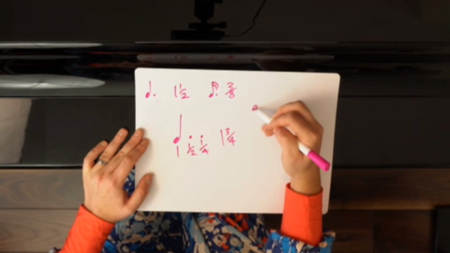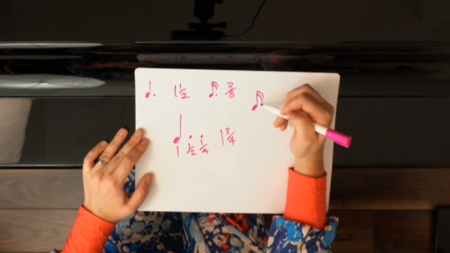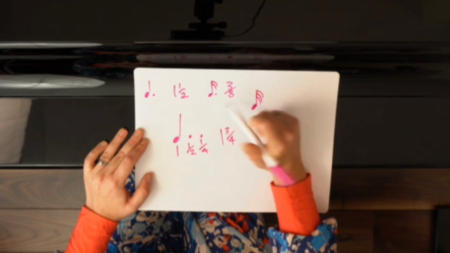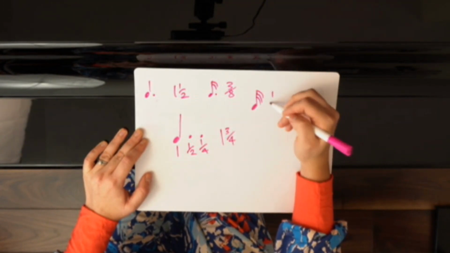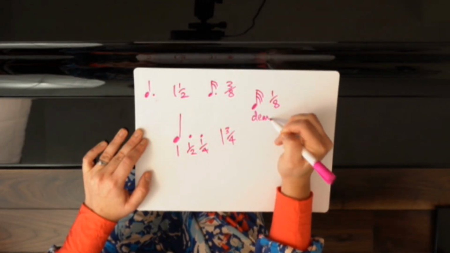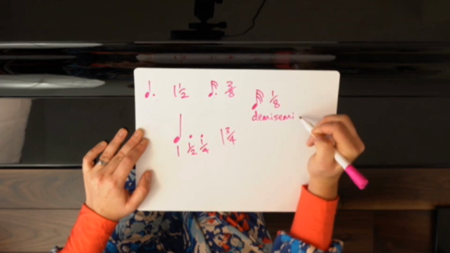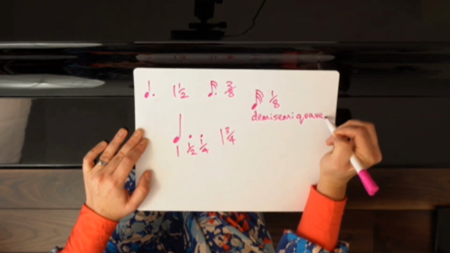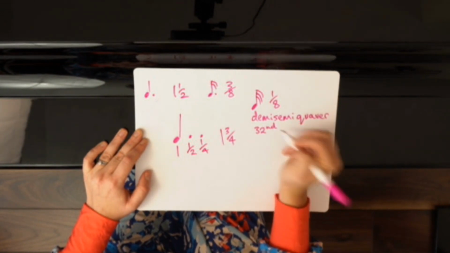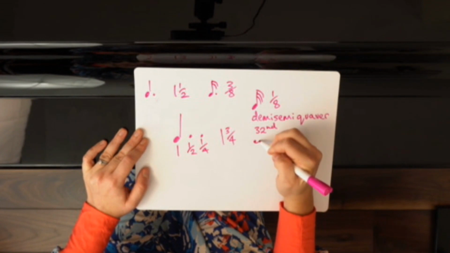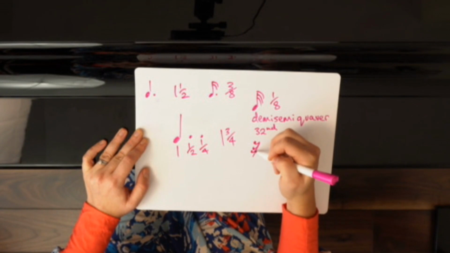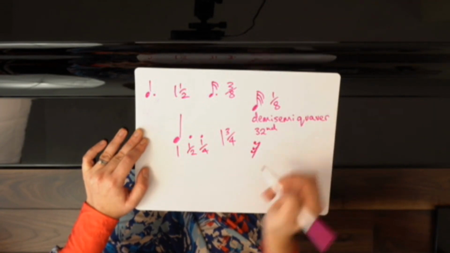A few more notes then. If we add an extra tail, we again make this shorter. So if this was a quarter, this is going to be an eighth. In some parts of the world, we call this a demi-semiquaver. And in other parts, we'll call it a 32nd. The rest works similarly. So if you looked at this rest you've seen before, just add an extra one of those little squiggles and you get the equivalent rest.